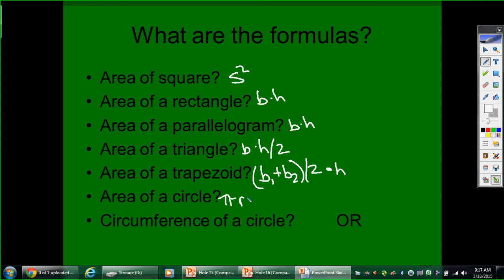Area of a circle is pi times radius squared. Pi times diameter gives me circumference, or 2 times pi times the radius. The 2 times the radius is equal to the diameter, so these two formulas both work the same.